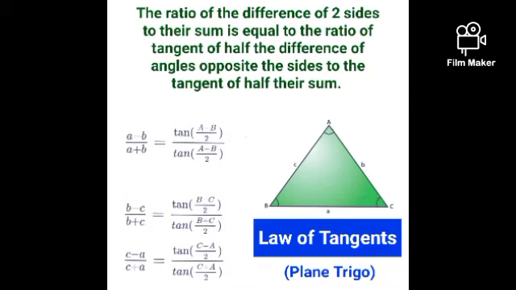But we state the law of tangents in plane triangles so you can see the difference between the law of tangents in plane triangle and the spherical law of tangents. In plane triangle, the law of tangents states that the ratio of the difference of two sides to their sum is equal to the ratio of the tangent of half the difference of the angles opposite the sides to the tangent of half their sum.